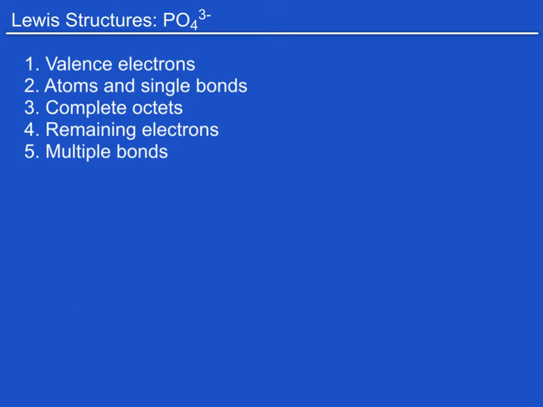Okay, so now let's take a look at another molecule. In this case, we're going to look at the phosphate molecule, the phosphate ion, polyatomic ion, PO4 3-. Just like all of these, first thing we need to do is figure out valence electrons. So we have 5 for phosphate.